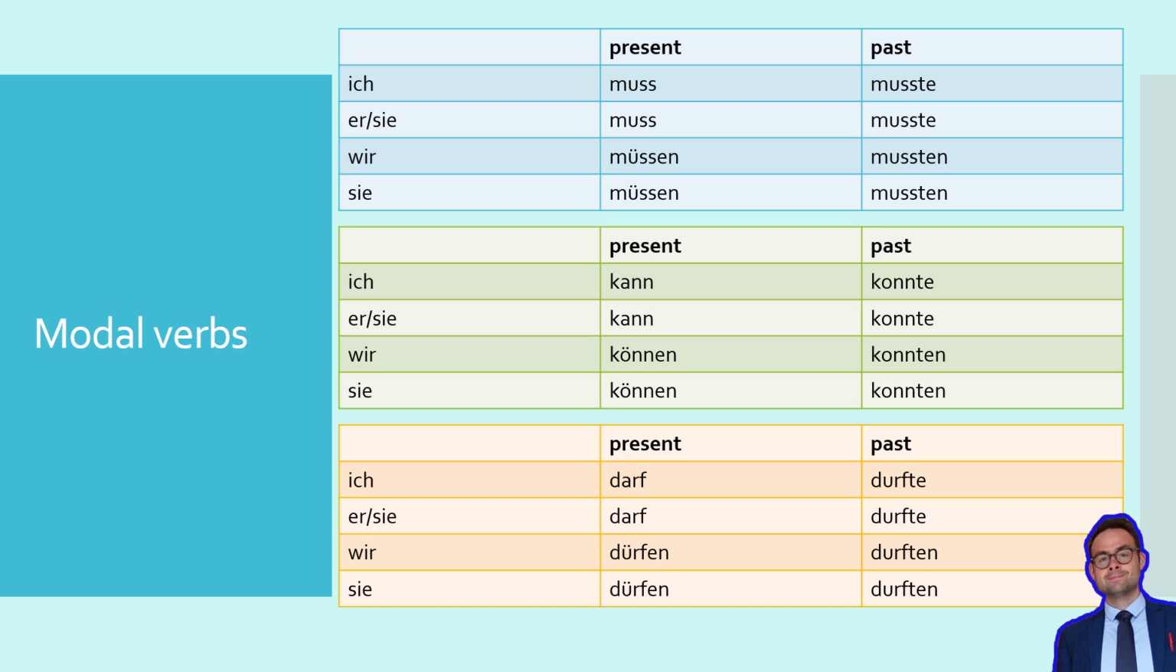And allowed to, ich darf. This one is the most irregular one. Ich durfte. Darf, durfte. Again, knocking off the umlaut for the plurals for we and they.